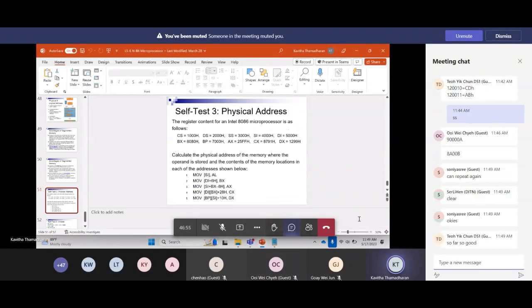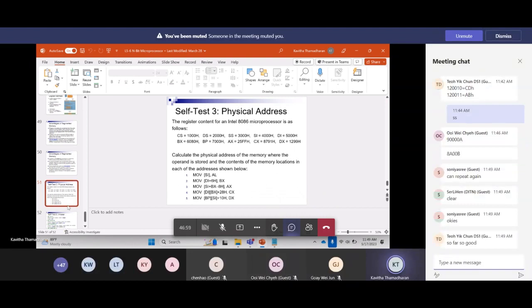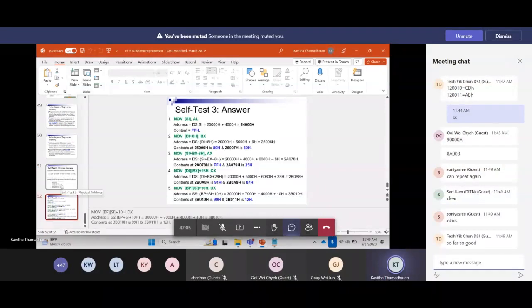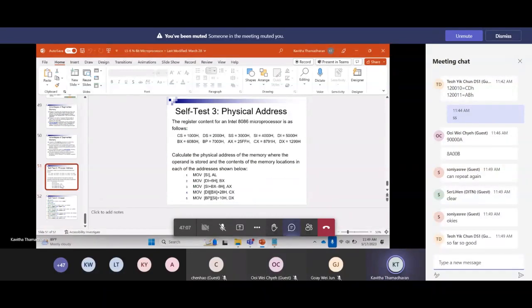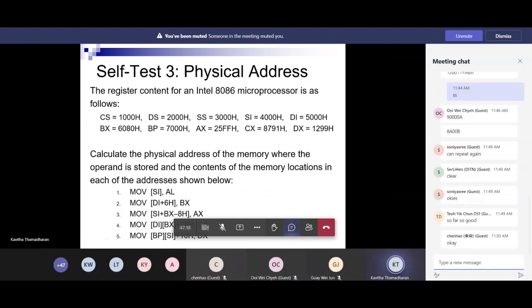I need you guys to work on self-test 3. Can you do it until 12:10? I give you 20 minutes. There are 5 questions. Don't look at the answer. If you look at the answer, you definitely cannot understand. So without looking at the answer, try all 5 questions, then we discuss the answers at 12:10. Okay, work on this.